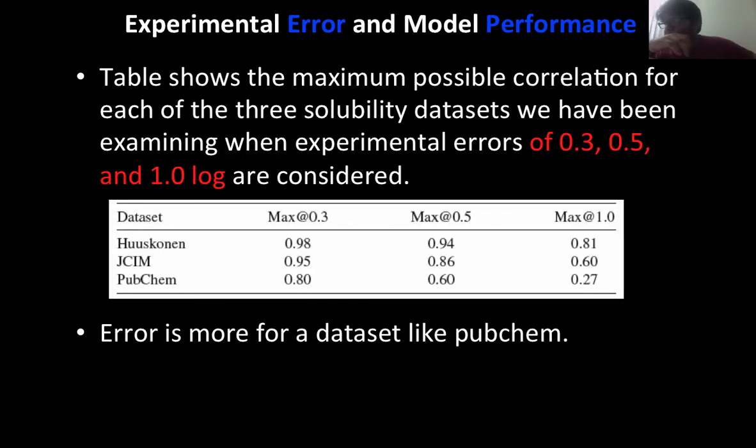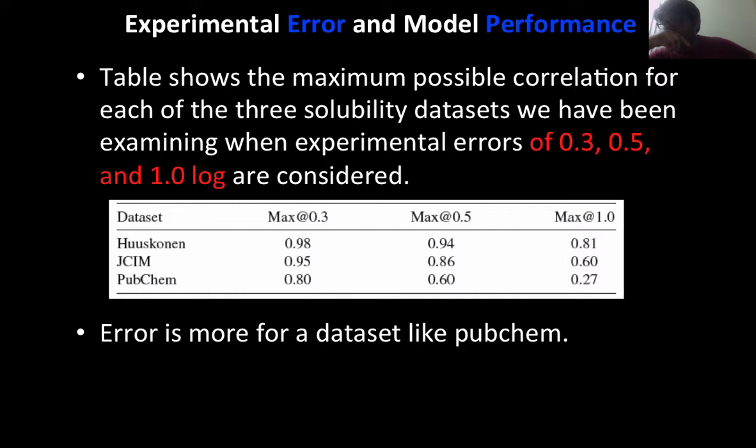The table shows the maximum possible correlation for each of the three solubility data sets we have been examining, where the experimental errors are considered as 0.3, 0.5, and 1 log. Note that the error has more of an impact on a dataset like PubChem, which has a limited dynamic range. In the experiment with an error of 0.5 log, the best R squared achieved is 0.60. And note that when the error is 1 log, almost half the dynamic range of the dataset, it is impossible to obtain a meaningful correlation.